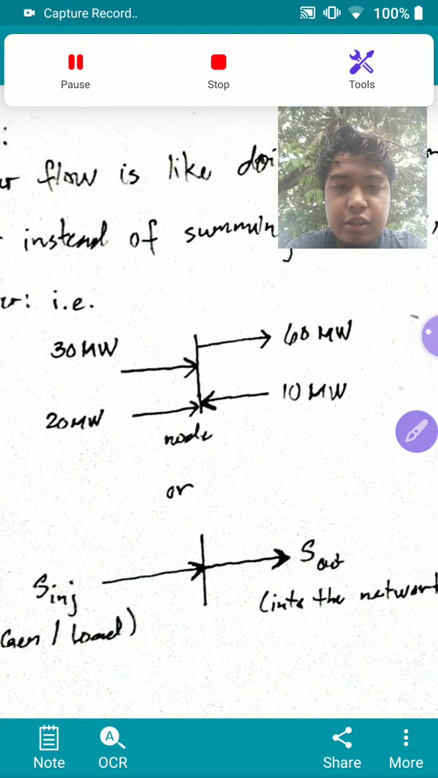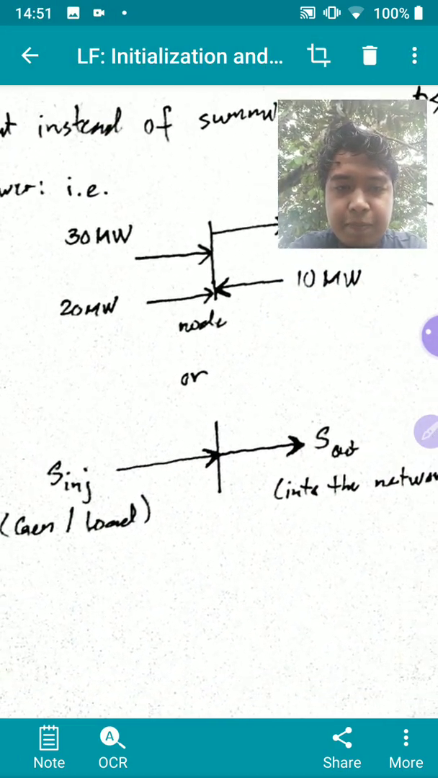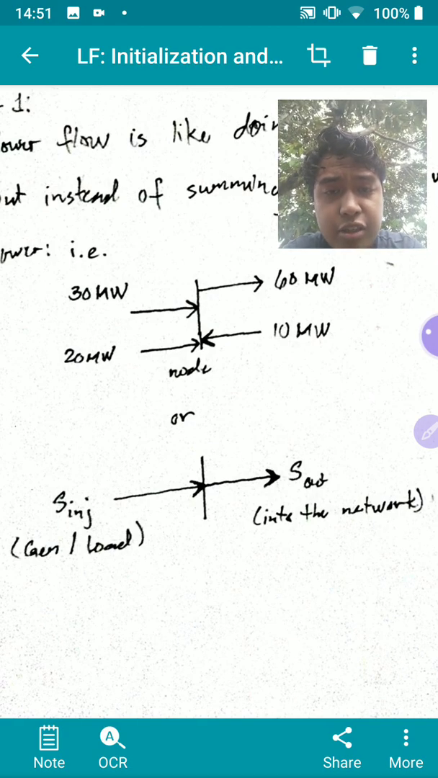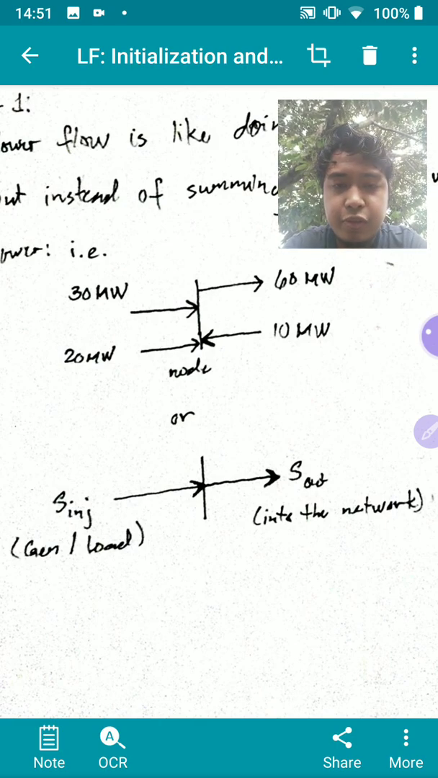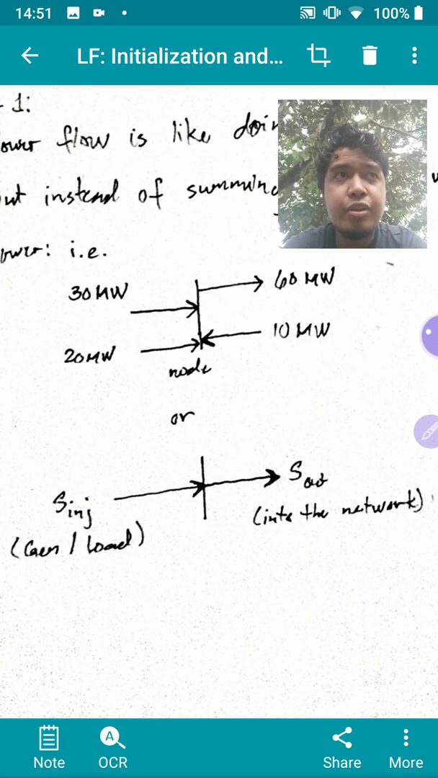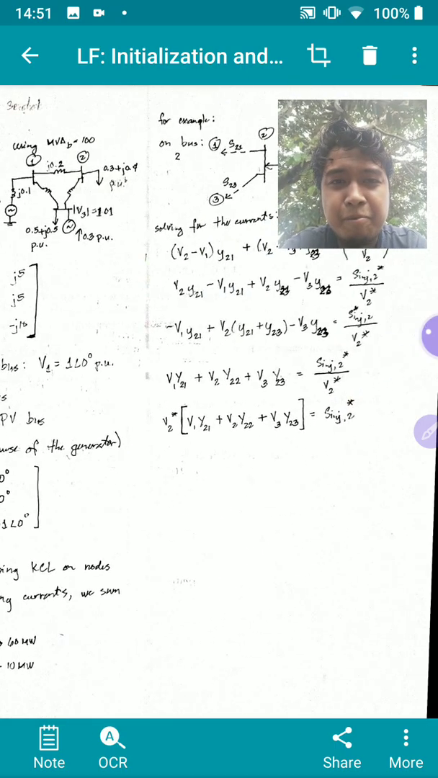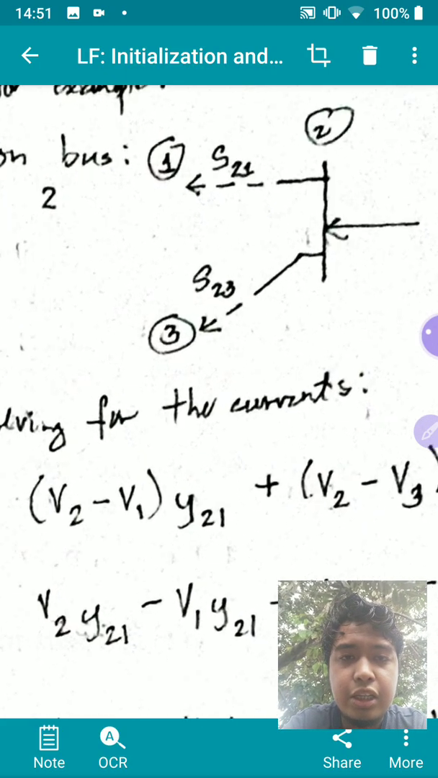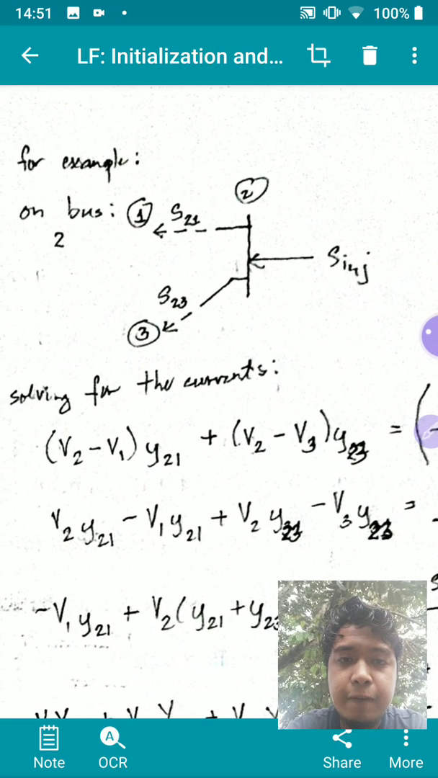Generally speaking, this illustration here is just the same as this one. I'll be using this convention for both Newton-Raphson and Gauss-Seidel. All of the power injected into the system by your generator or load will be equal to the power going out of that bus and into the network. So if I have a generator that is injecting 10 megawatts, then that 10 megawatts will go into the network. Of course, it makes sense that way. So for example, let's look at bus 2. The S injected into the network from your generator or load is equal to the power going into the system.